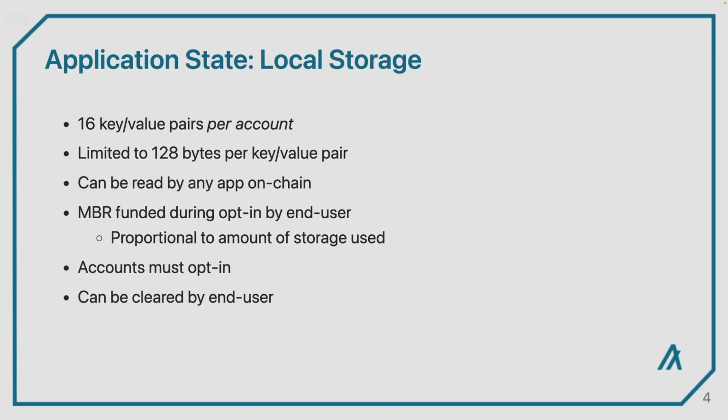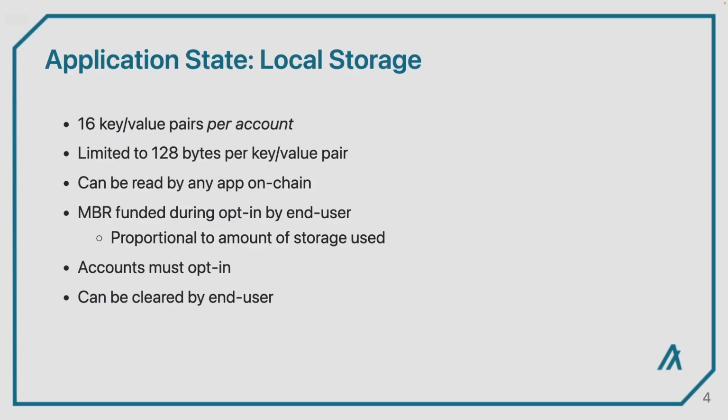Local storage is similar to global storage, except it's per account. So you have 16 key value pairs per account. This means if you have a smart contract that has 1 million users, each of those million users can have their own 16 key value pairs that is associated with their account. Much like global storage, it's 128 bytes per key value pair, and it can be read by any app on chain. The difference is that the MBR is funded during an opt-in transaction by the end user.